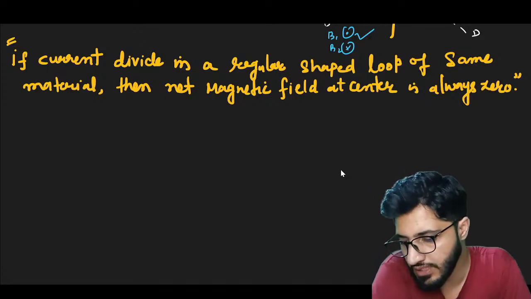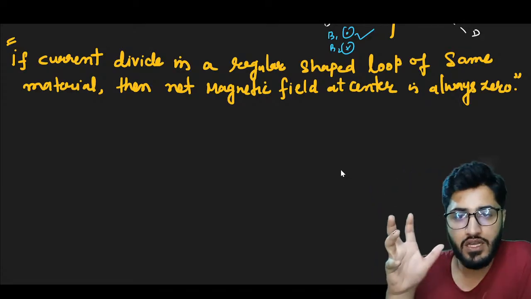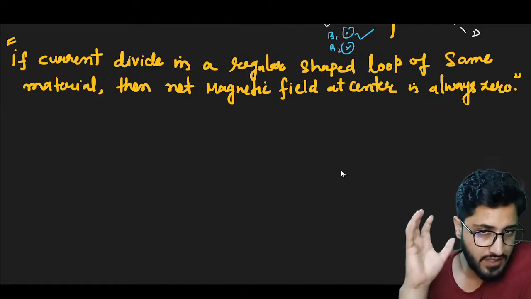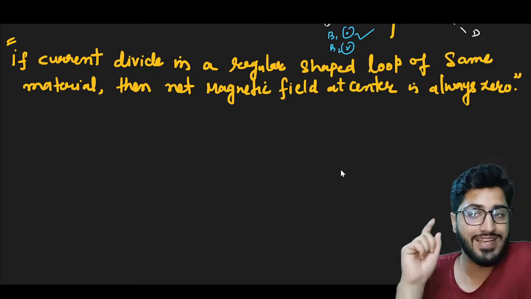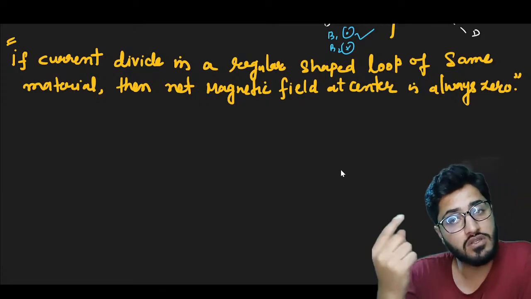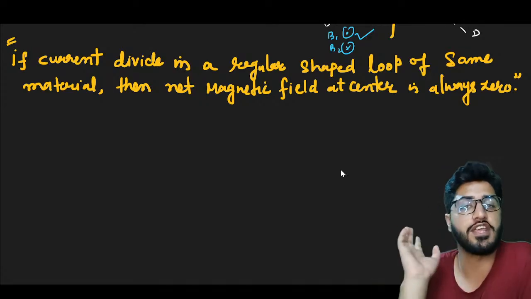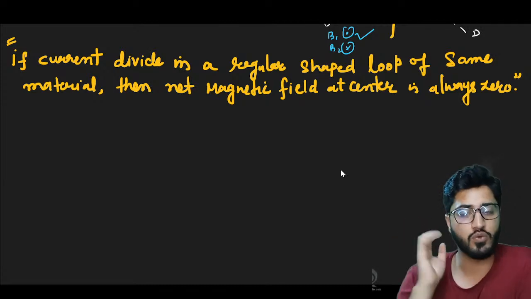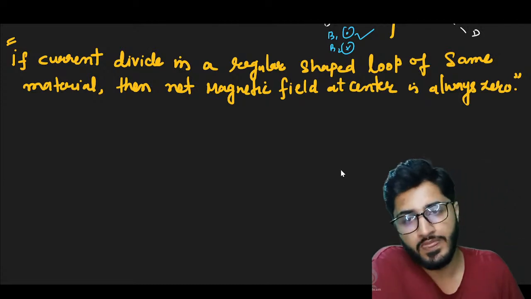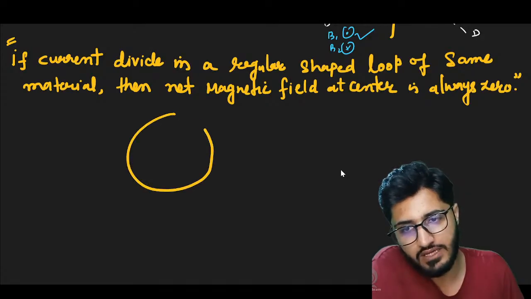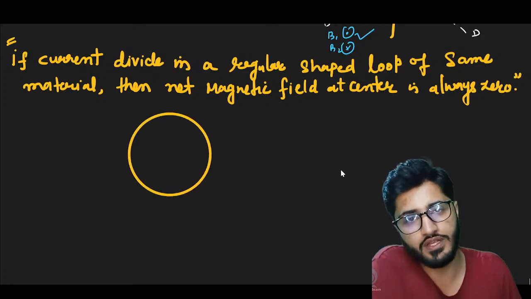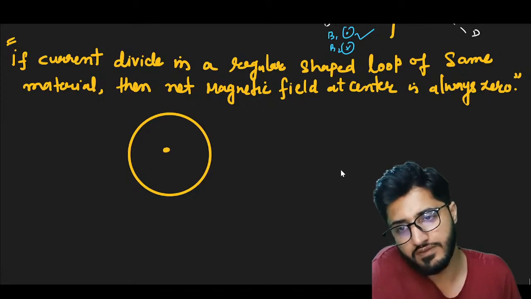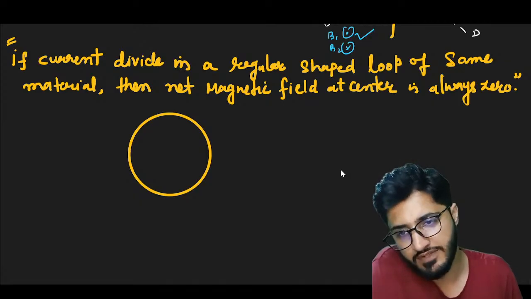That means if we are having a regular shaped loop, means circle, means square, the material should be the same. That means rho same, area same. The net magnetic field at the center is zero. So what is the meaning of it? Let's suppose we have something like this. Okay, easy. This is my center. It is not my center. This is my center now.